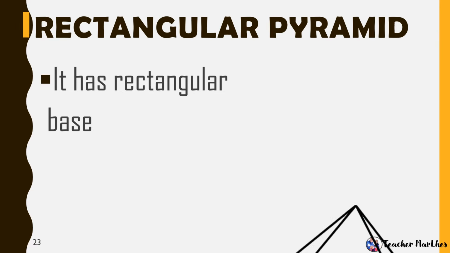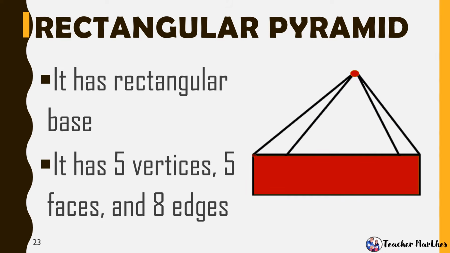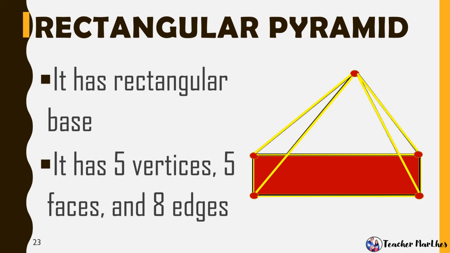Rectangular pyramid. It has a rectangular base. It has 5 vertices: 1, 2, 3, 4, 5. It has 5 faces and 8 edges: 1, 2, 3, 4, 5, 6, 7, and 8.